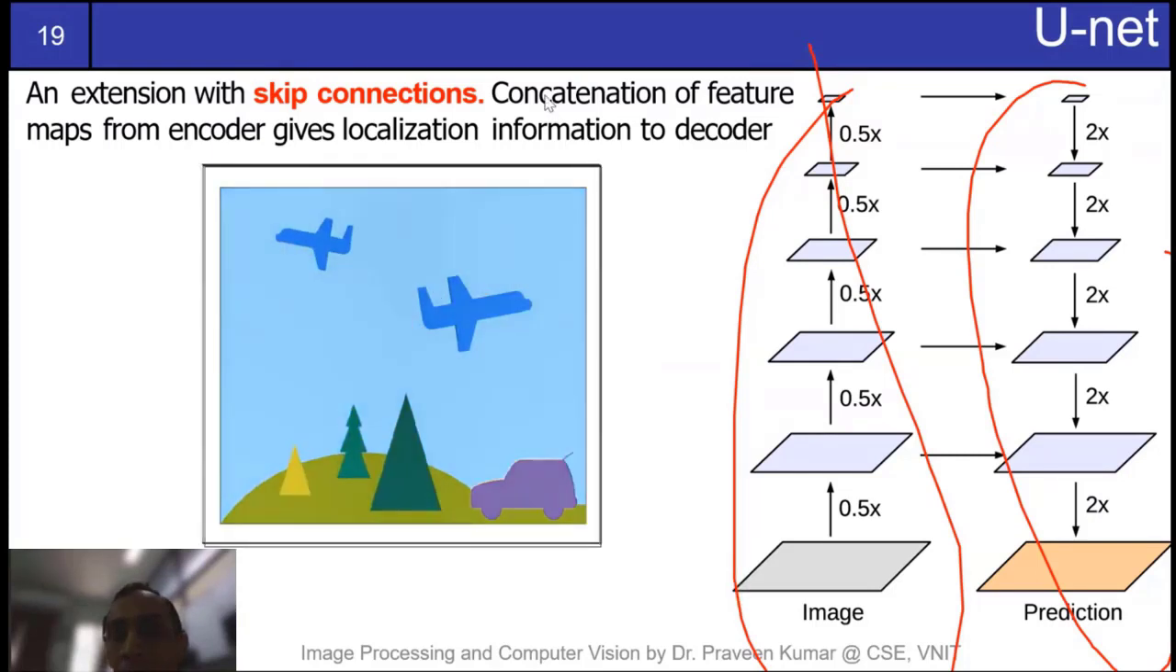Concatenation can be either simply summing up the values from here and the values from here, or some other way of concatenation. But the idea with this concatenation is that it is found to give better localization information to the decoder. So instead of just upsampling, we also use the features which have been learned at that particular scale during the encoding phase, and then it gives better localization information. So while segmenting, your boundaries are more accurate.